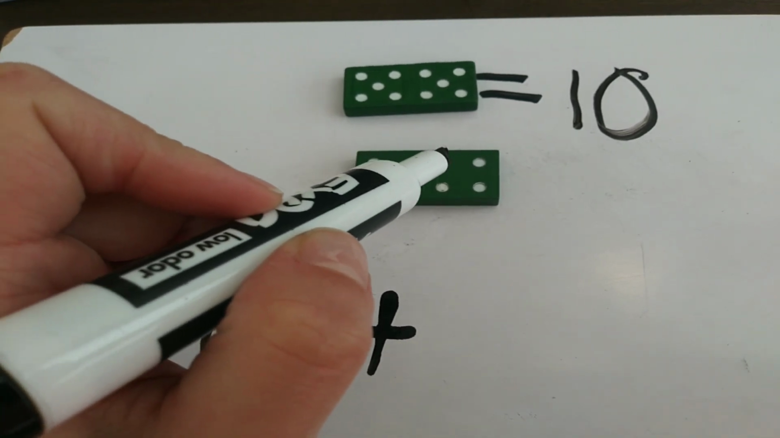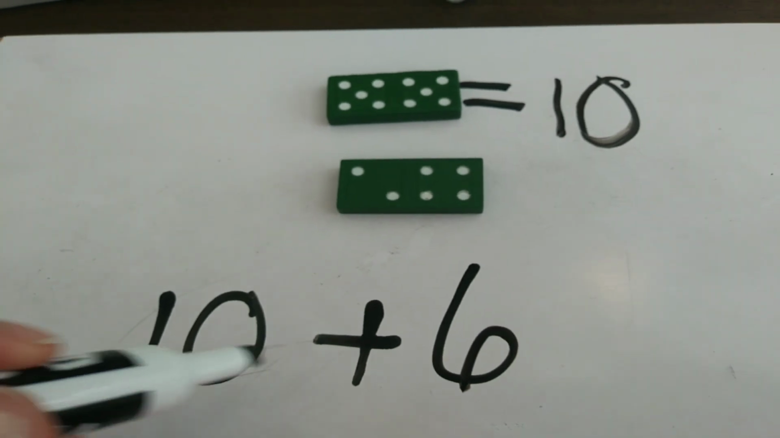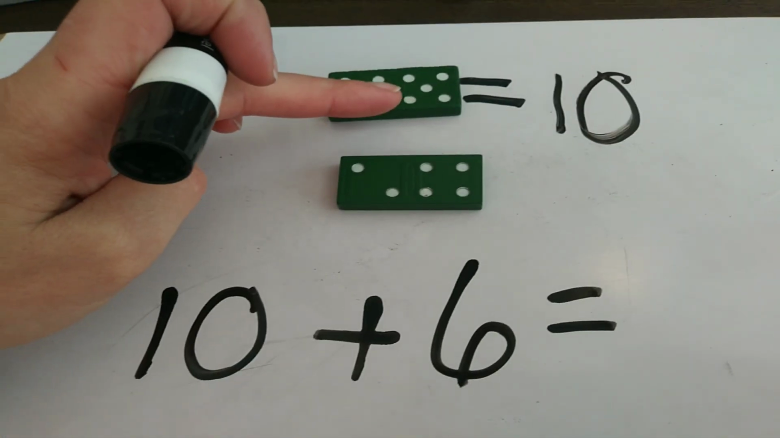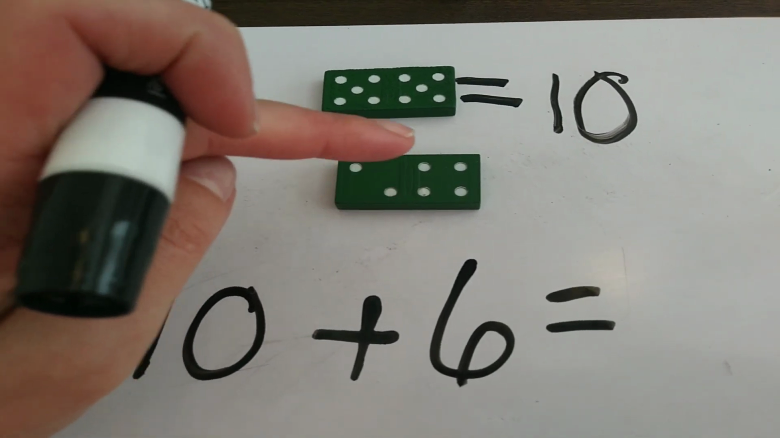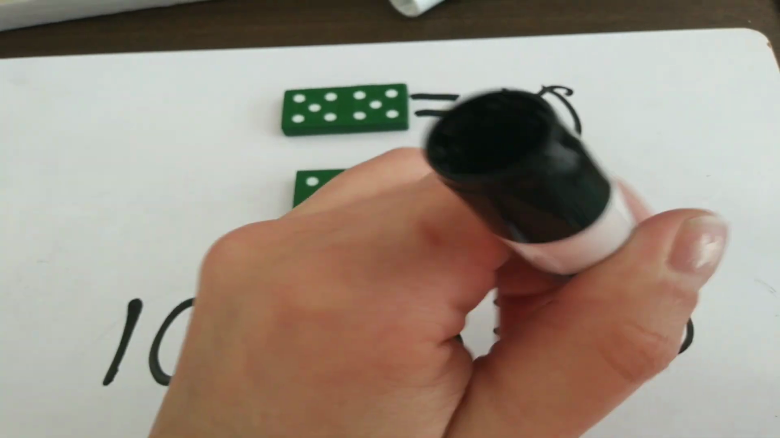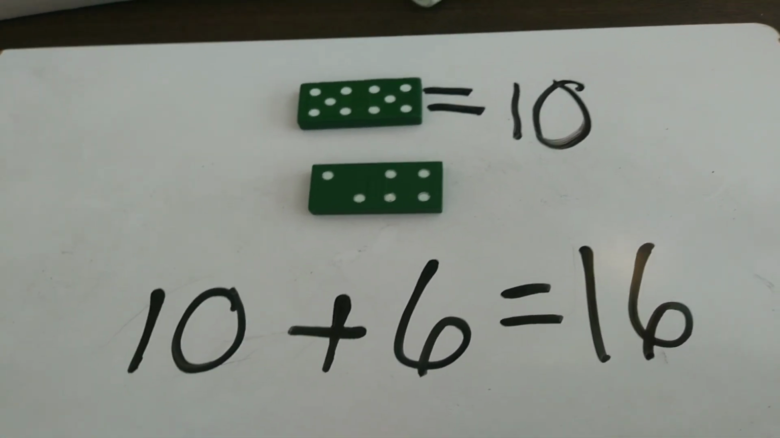1, 2, 3, 4, 5, 6. Very good. So 10 plus 6 equals how many? Remember to count up. 10, 11, 12, 13, 14, 15, 16. Very good. So 10 plus 6 equals 16.